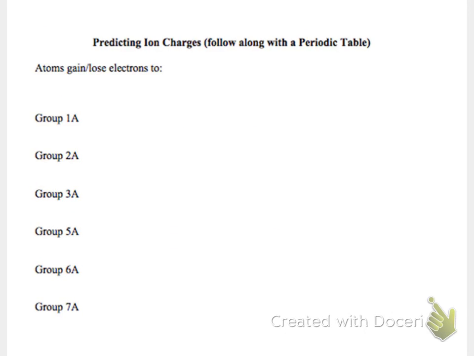So, predicting ion charges. We are going to use the periodic table to predict ion charges, and you can tell by what group something is in. Atoms, again, gain and lose electrons so that they have the same number as a noble gas. So follow along with your periodic table.